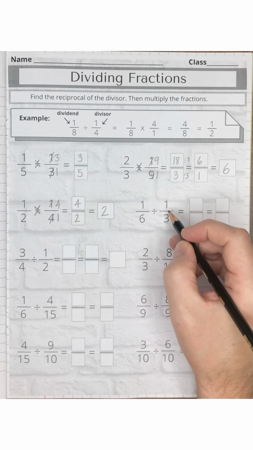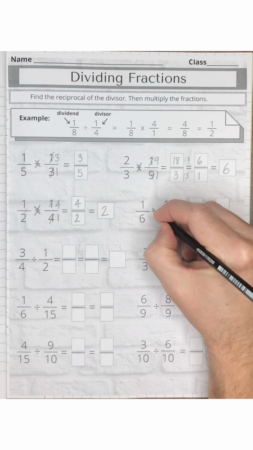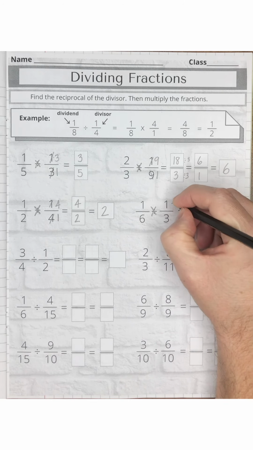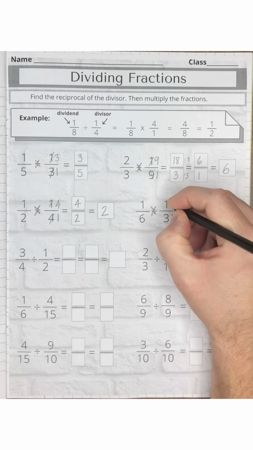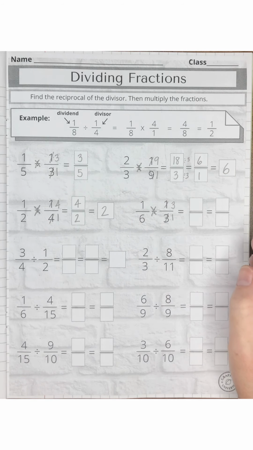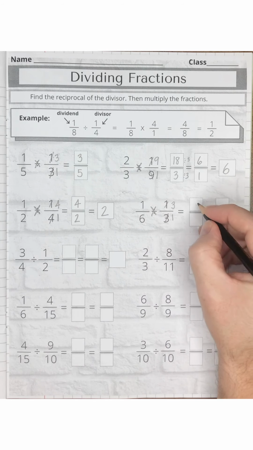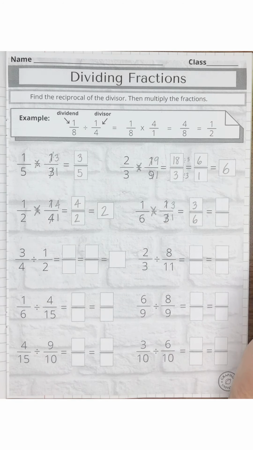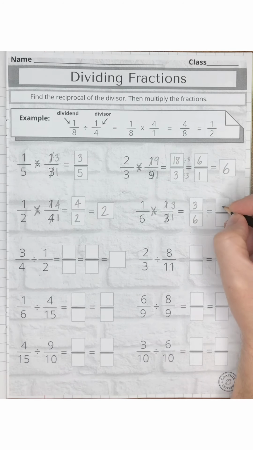1/6 divided by 1/3. First, we change the symbol. We find the reciprocal. We multiply. Then we simplify if we can.